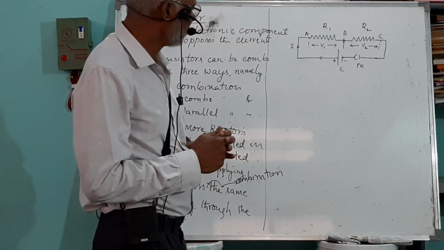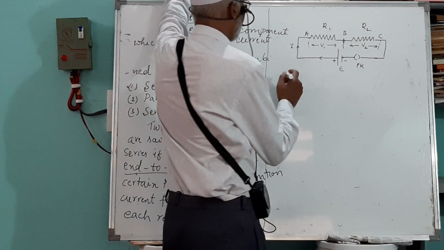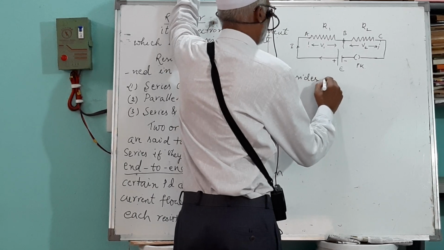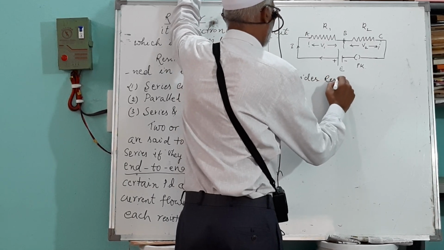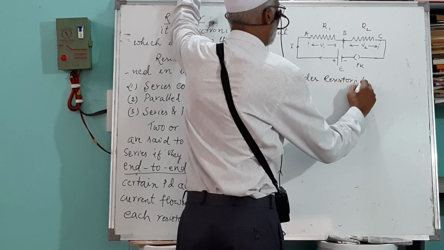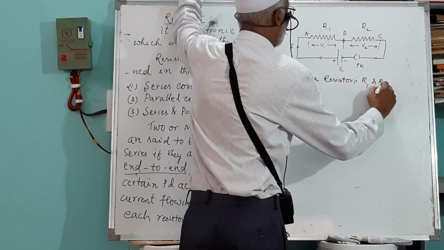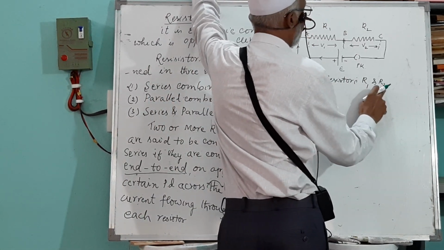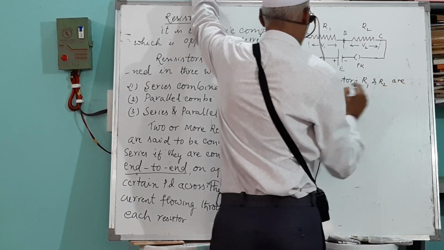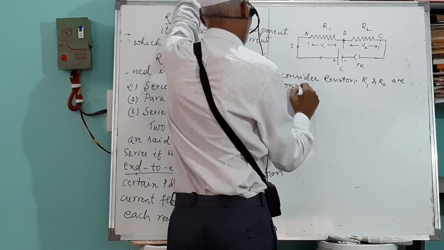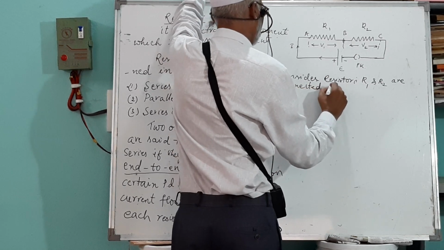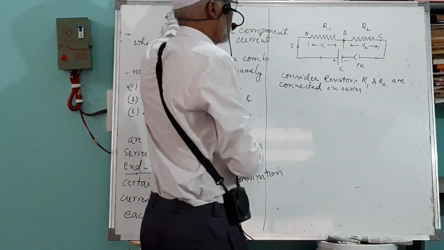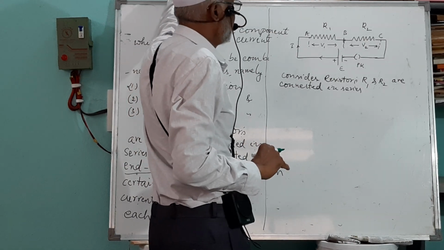For the explanatory part, you have to consider two resistors, R1 and R2, connected in series. Why are we saying in series? Because there is an end-to-end connection. That's why we call it a series combination of resistors.